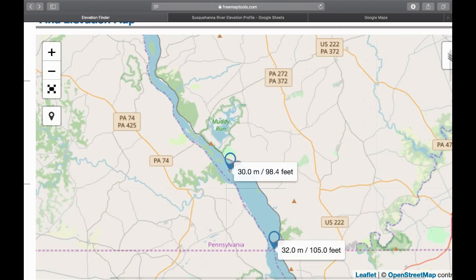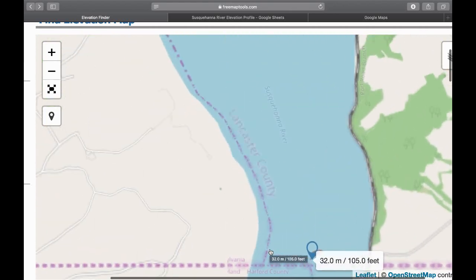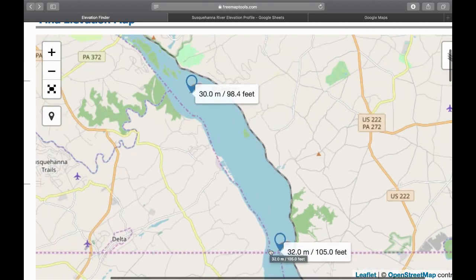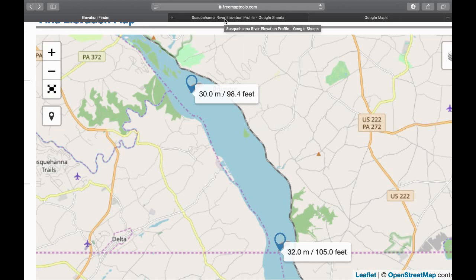Something else to keep in mind. These are not very precise. We would get better numbers if we were using Google Earth. This water should not be going uphill. So if you see that, don't let it freak you out. It'll work itself out later. Oh, I'm sorry, I already forgot the number. 98.4.